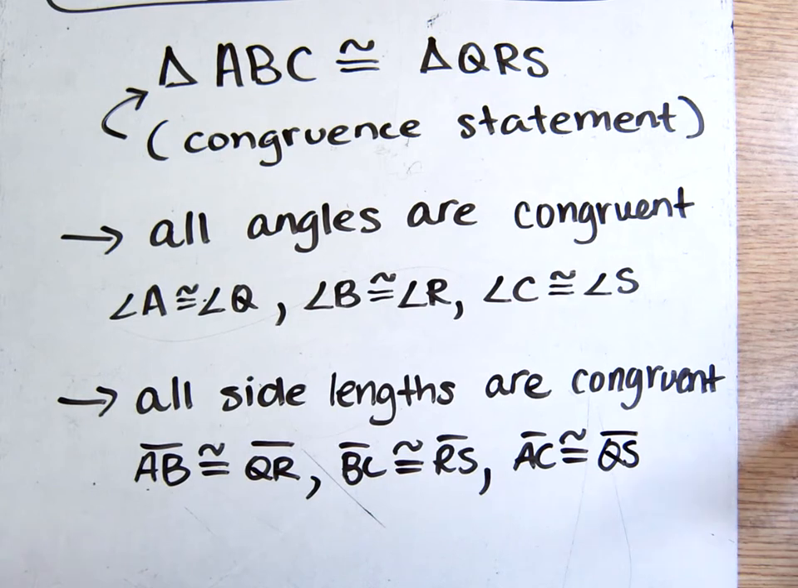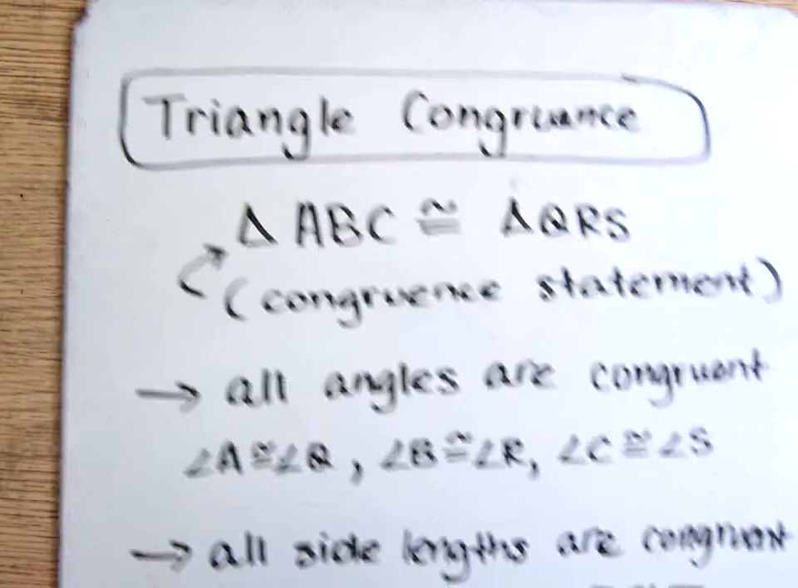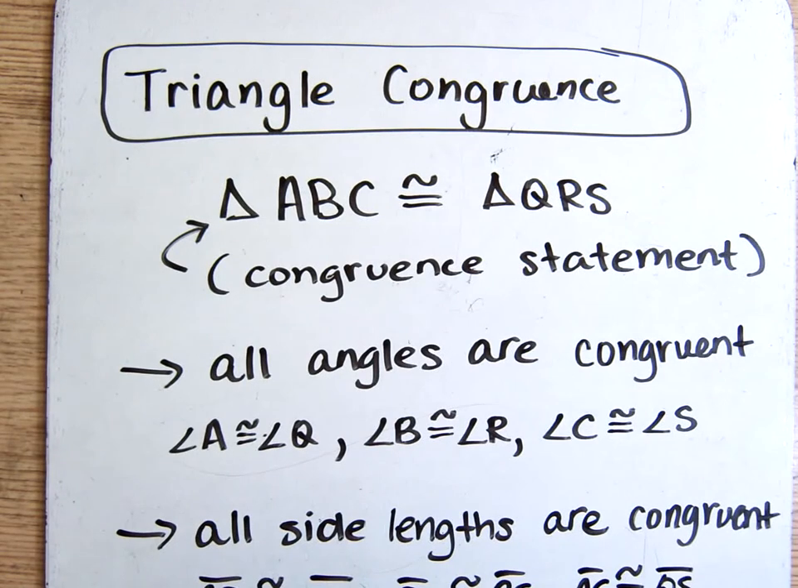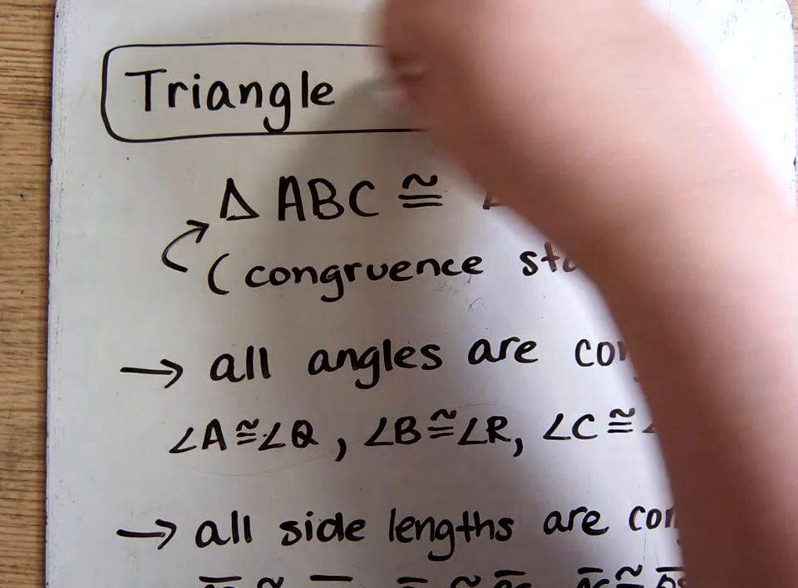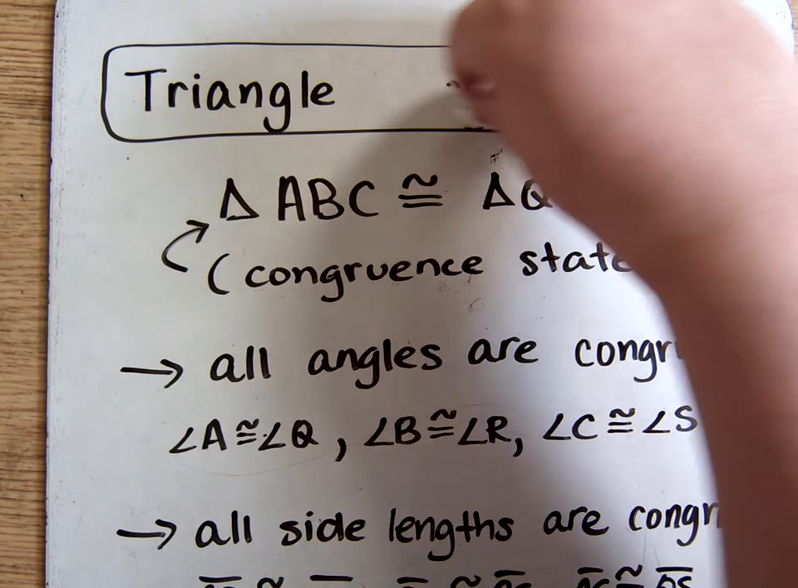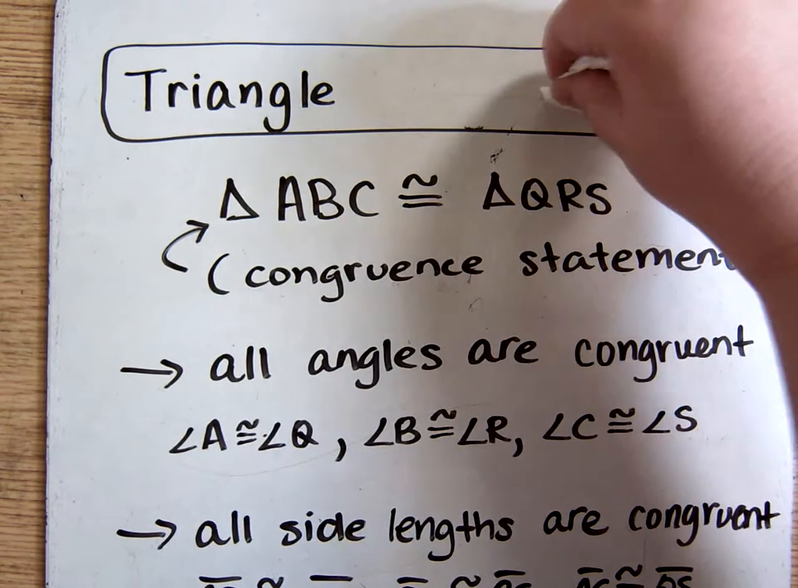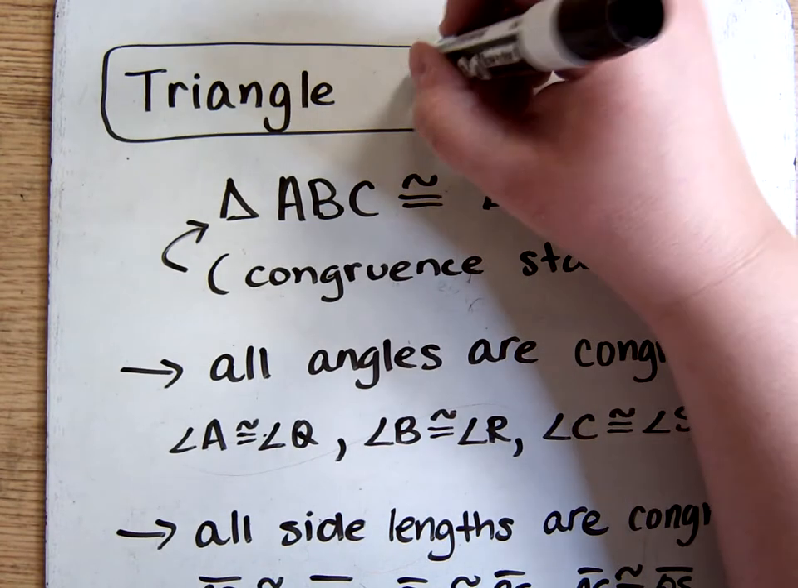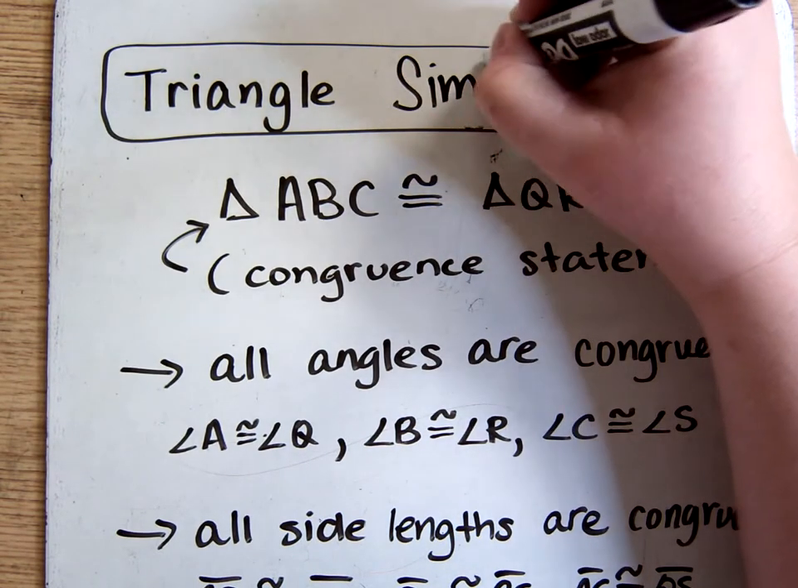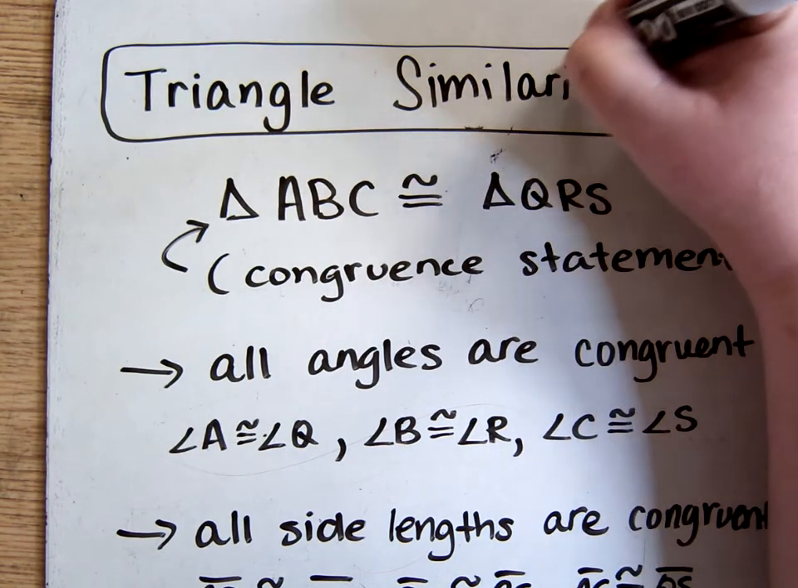Okay, now we're going to take that and we're going to change our frame of reference. We're not talking about triangle congruence anymore. We're going to talk about triangle similarity. Really, we're going to talk about all polygons at first, like any kind of polygons that are similar. But then, just like we did with congruence, we're going to narrow it down to triangles. So let's just compare triangle congruence and triangle similarity for a second here.